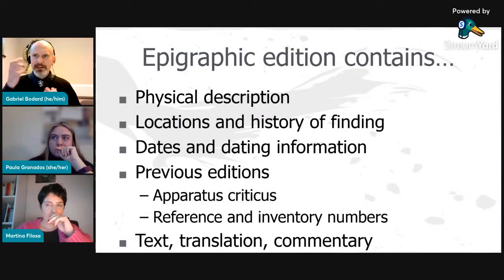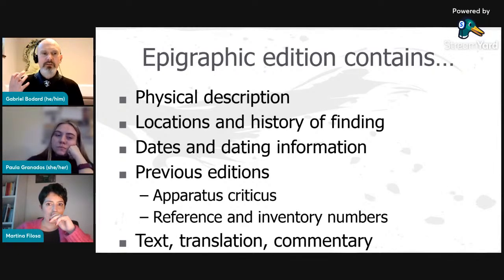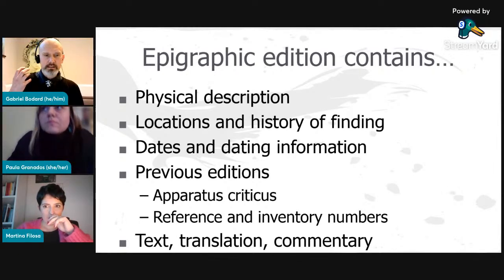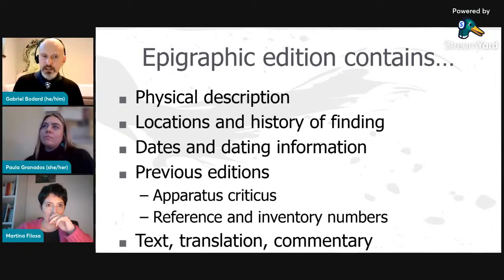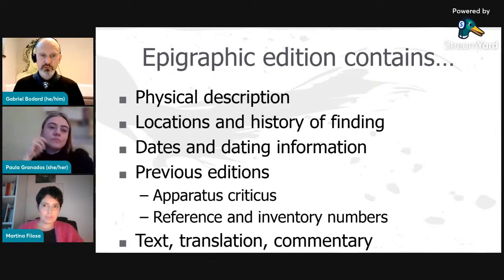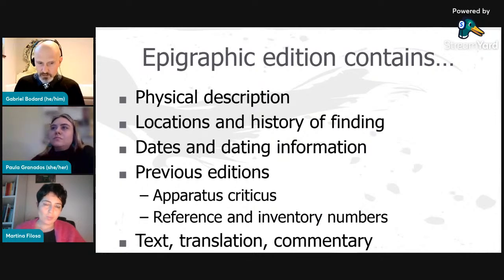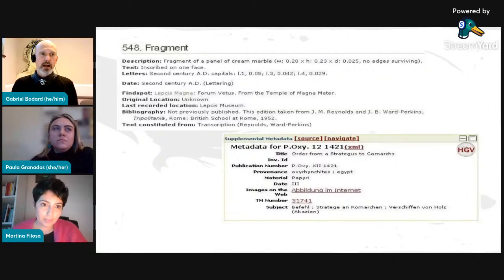So it's much easier to explain what EpiDoc is and what XML is when we're talking about the text, but we're not primarily talking about the text today. What we want to talk about today is primarily the physical description and the history of the object on which this text stands. So we have things like physical description, locations, dates, the history of publication, and then the text and translation and commentary on that text, which are things that tend to often be focused on a lot more.